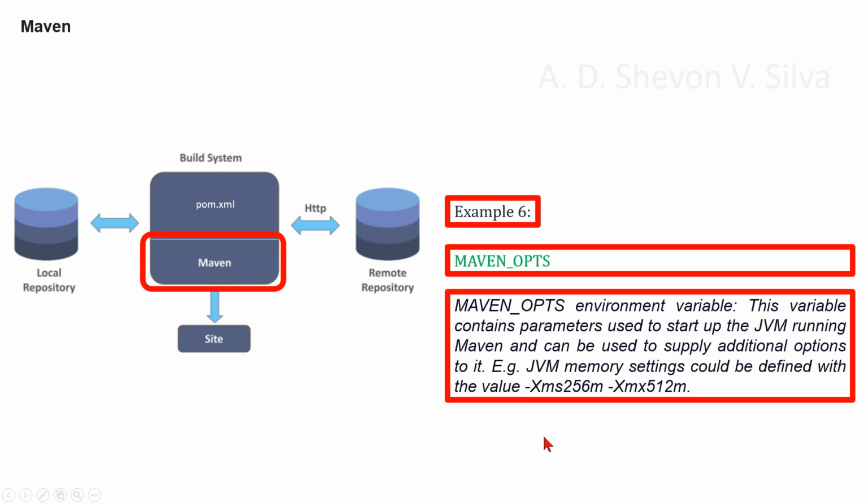Here as an additional example, we can consider the Maven OPTS, MAVEN_OPTS environment variable. This variable contains parameters used to start up the JVM running Maven and can be used to supply additional options to it. For example, JVM memory settings could be defined with the value -Xms256m and -Xmx512m.